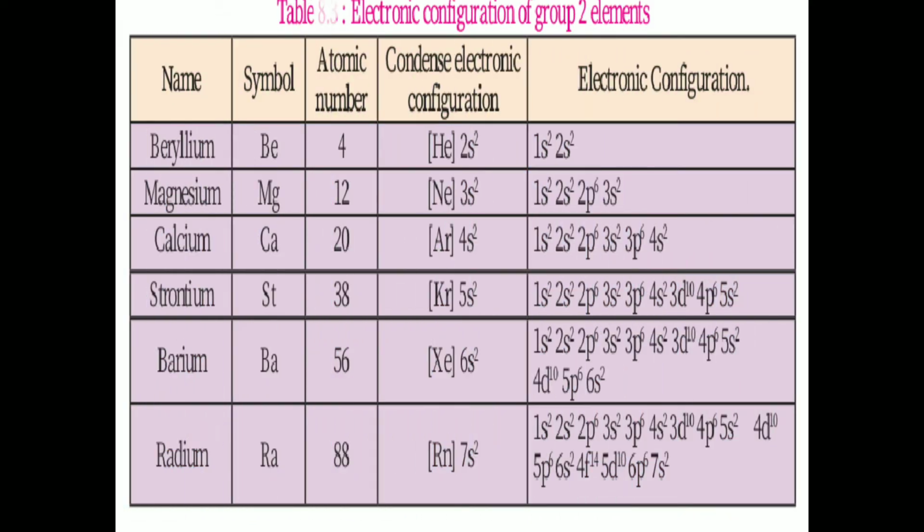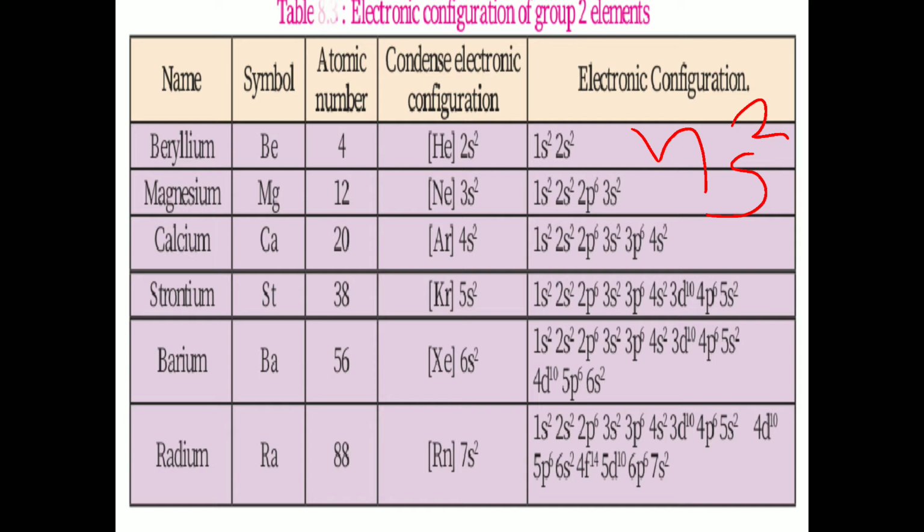Similarly, we study the electronic configuration of the group 2 elements, that is, the alkaline earth metals. They have the general electronic configuration ns2, that is, 2 electrons are found in their outermost shell. Beryllium, represented by the symbol Be, has atomic number 4. The condensed electronic configuration is helium 2s2 and the electronic configuration is 1s2 2s2.